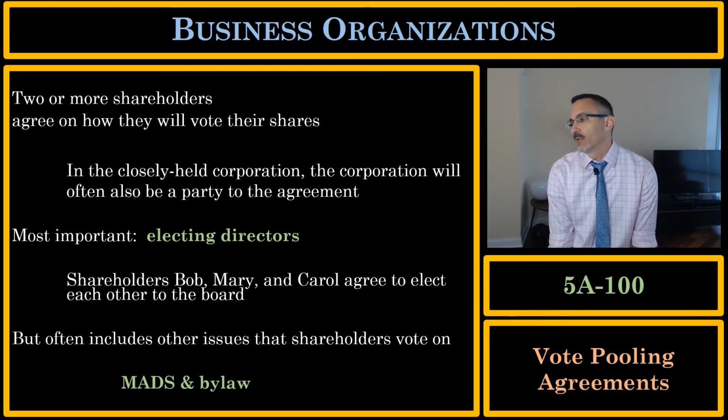So here's an example. Let's say that we have a closely held corporation. The shareholders are Bob, Mary, and Carol. And Bob, Mary, and Carol enter into a vote pooling agreement, agreeing to elect each other to the board of directors. Sometimes a vote pooling agreement will include an agreement on how we will vote on other matters, matters other than electing directors. What we talked about, the MADs and the bylaws, right? Mergers, amendment to the articles of incorporation, dissolution, sell substantially all the assets, and bylaw amendments.